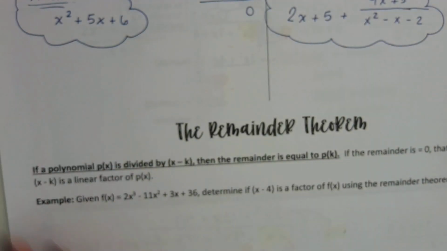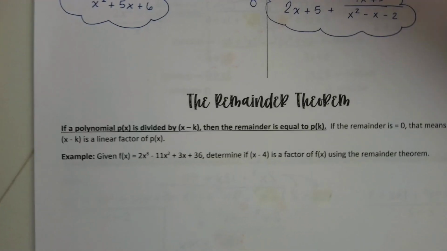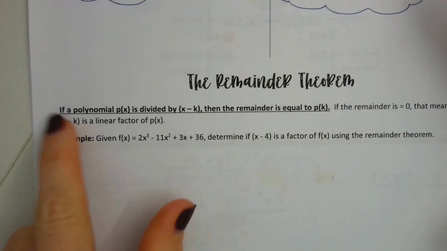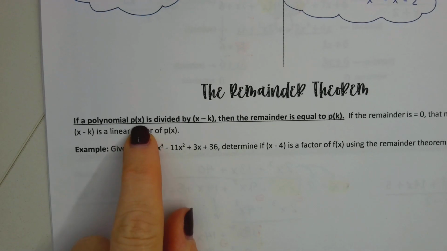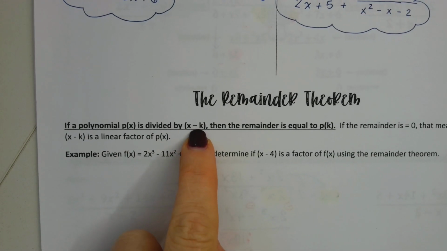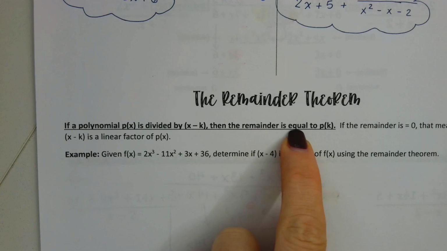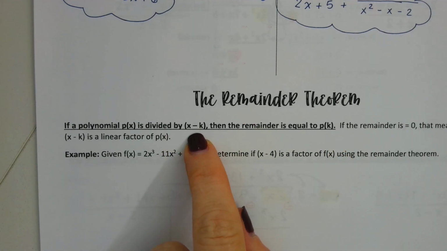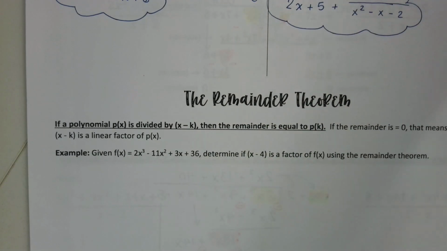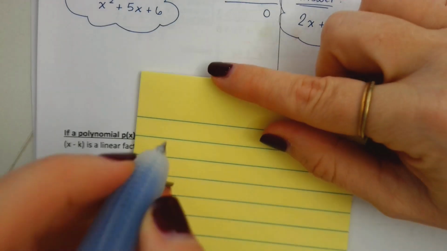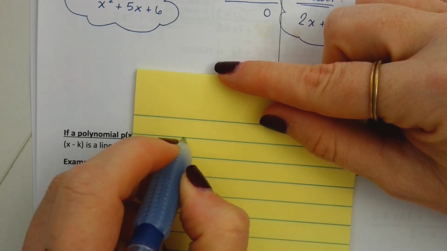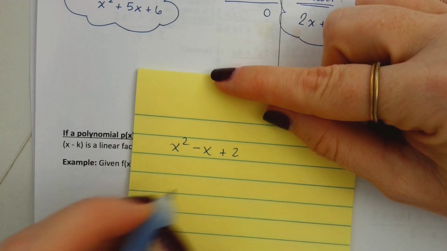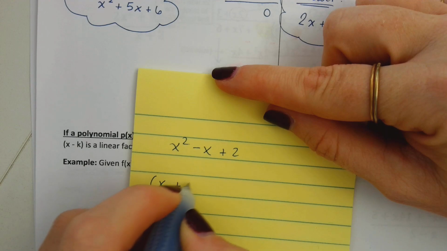Okay. Remainder theorem is something, it sounds very technical, but it's not too shabby. It's not really hard to do. It says if a polynomial p of x, okay, so some sort of polynomial, if it's divided by a binomial, then the remainder is actually equal to what you would get if you would have plugged in the solution to this. Okay? So say you have some sort of polynomial like x squared minus x plus 2, and you want to divide it by x plus 5.